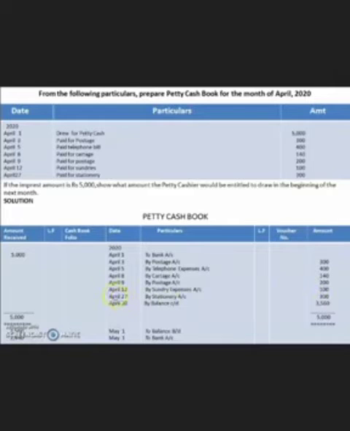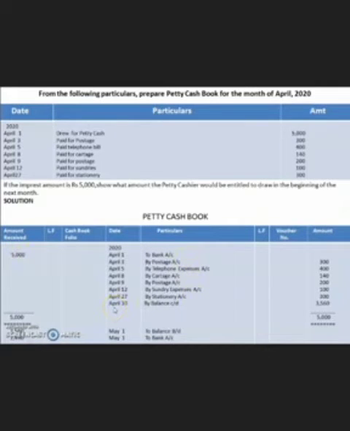Next is on April 12 by sundry expenses account. The amount given to you is 100. So the same you can record looking into the question. The last transaction is on April 27 by stationery account 300. So after posting all the related expenses from your question, you have to make the total of the amount column. As you know, 5,000 is the amount received by the petty cashier to pay off these expenses.